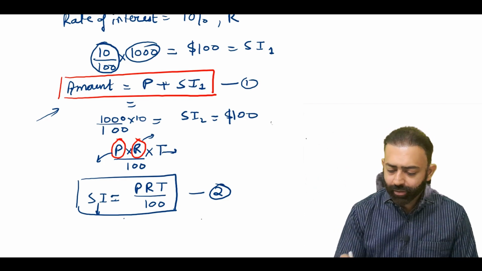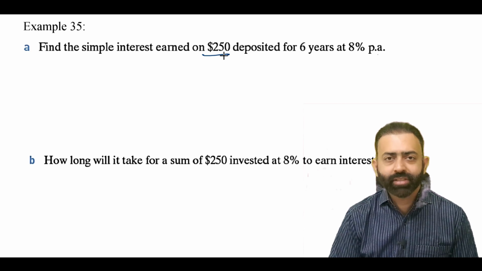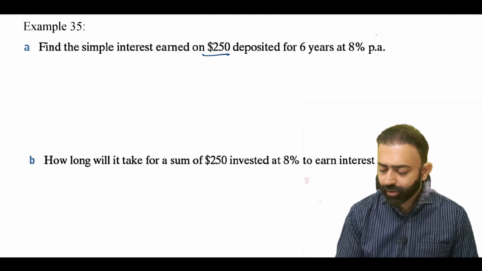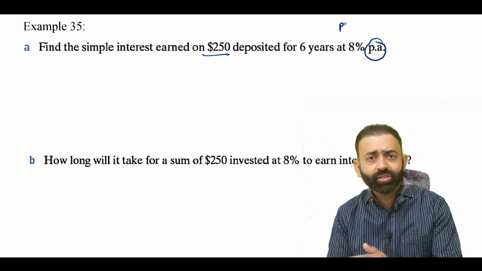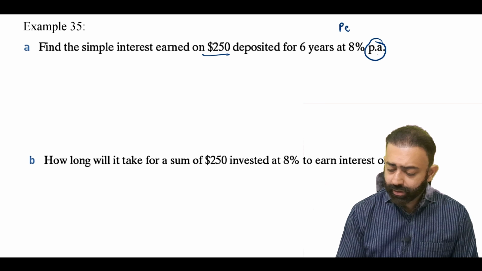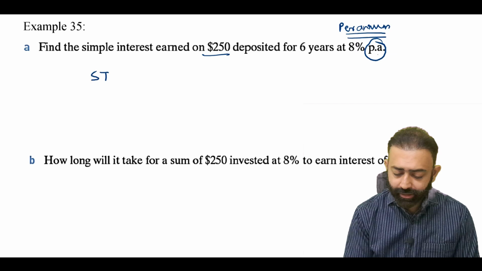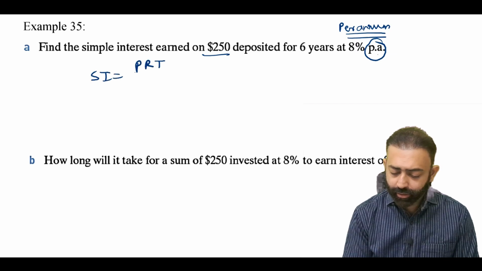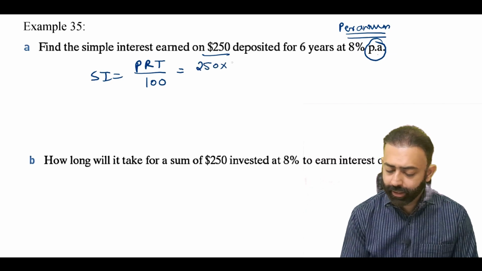Okay, so let us start with question number 1, which says: find the simple interest earned on $250 deposited for 6 years at 8% per annum. We use this as a shorthand for writing per annum, annum meaning annually. So the bank is giving you 8% interest annually. Yes, A-N-N-U-M, if I'm not wrong. Okay, so simple interest here will be PRT over 100. Here the principal is 250, the rate is 8, and the time is 6 years, over 100.